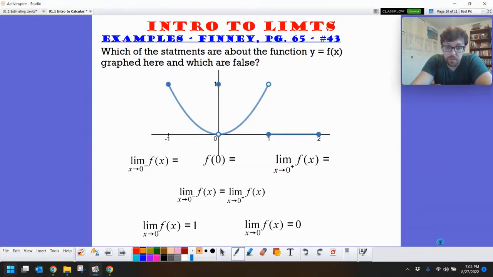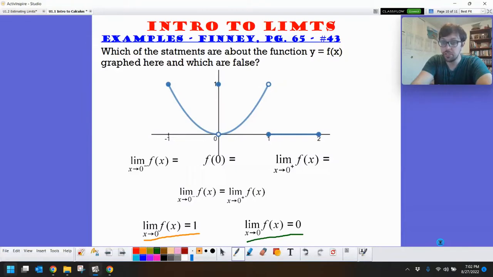Oh, we've got people arguing again. This person's saying the limit as x approaches 0 of f of x is 1. And somebody else says, no, the limit as x approaches 0 of f of x is 0. I don't know which one it is. We've got to figure it out.